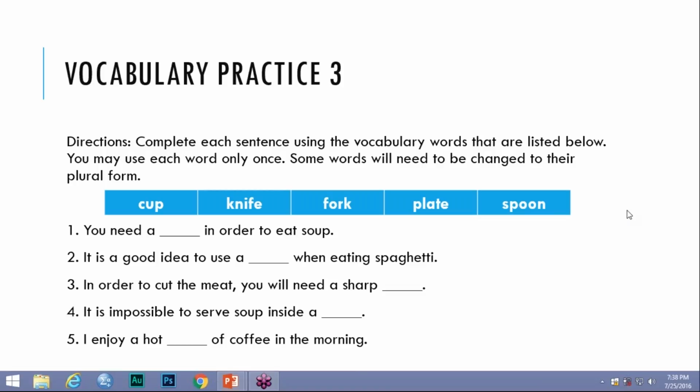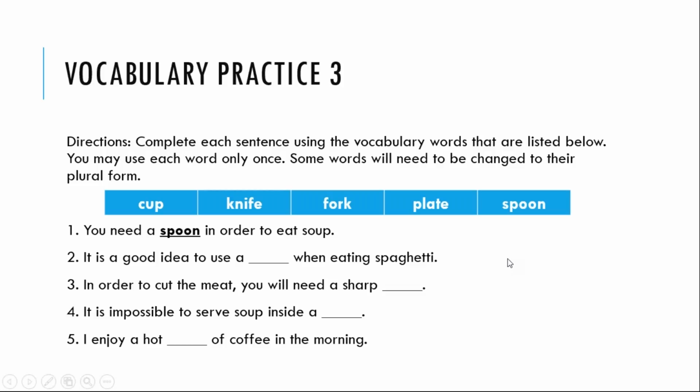Tú necesitas una cuchara para poder comer sopa. Es la que va mejor. Es la mejor de todas, right? Spoon, soup. Una cuchara para sopa, okay? So that's the best one. Now, let's do number 2.